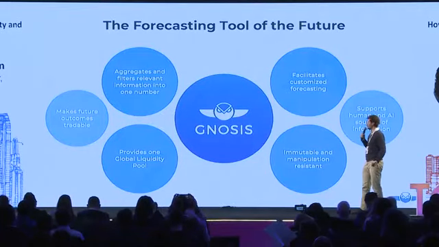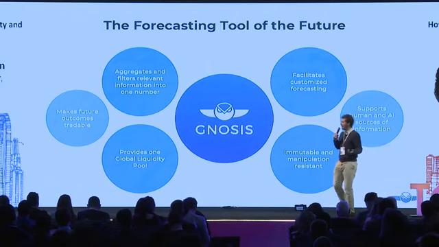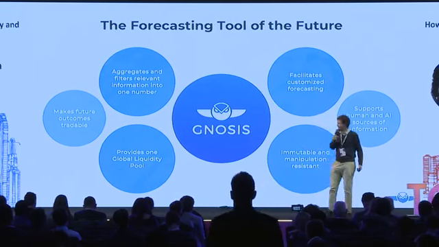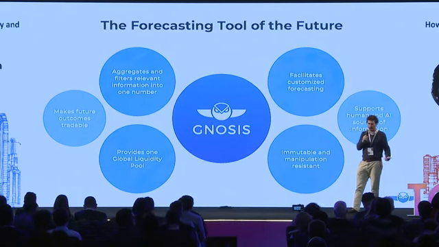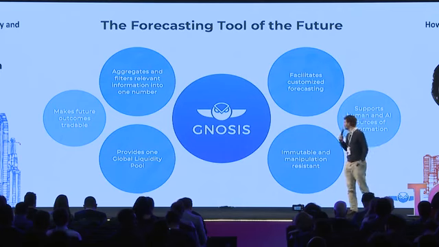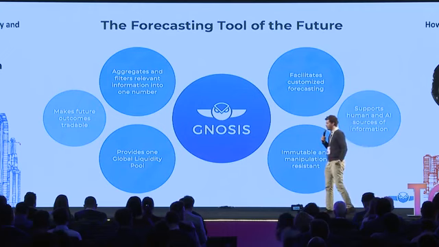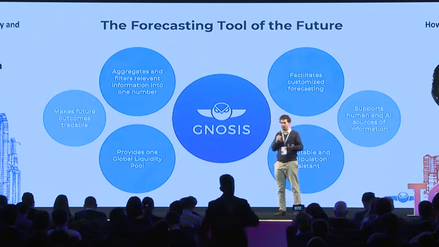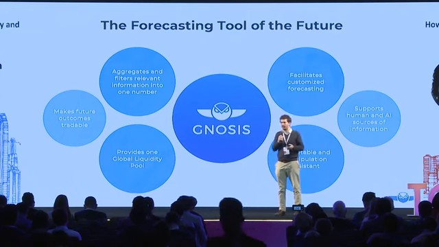So a few things we can do with Gnosis or with prediction markets in general. We make future outcomes tradable. We have a great way to aggregate the relevant information. We filter out all the noise. The big advantage of having that on the blockchain is that we create a global liquidity pool. And we can aggregate information not only from humans, but also AIs could participate in those markets. So that was the three-minute summary of prediction markets.